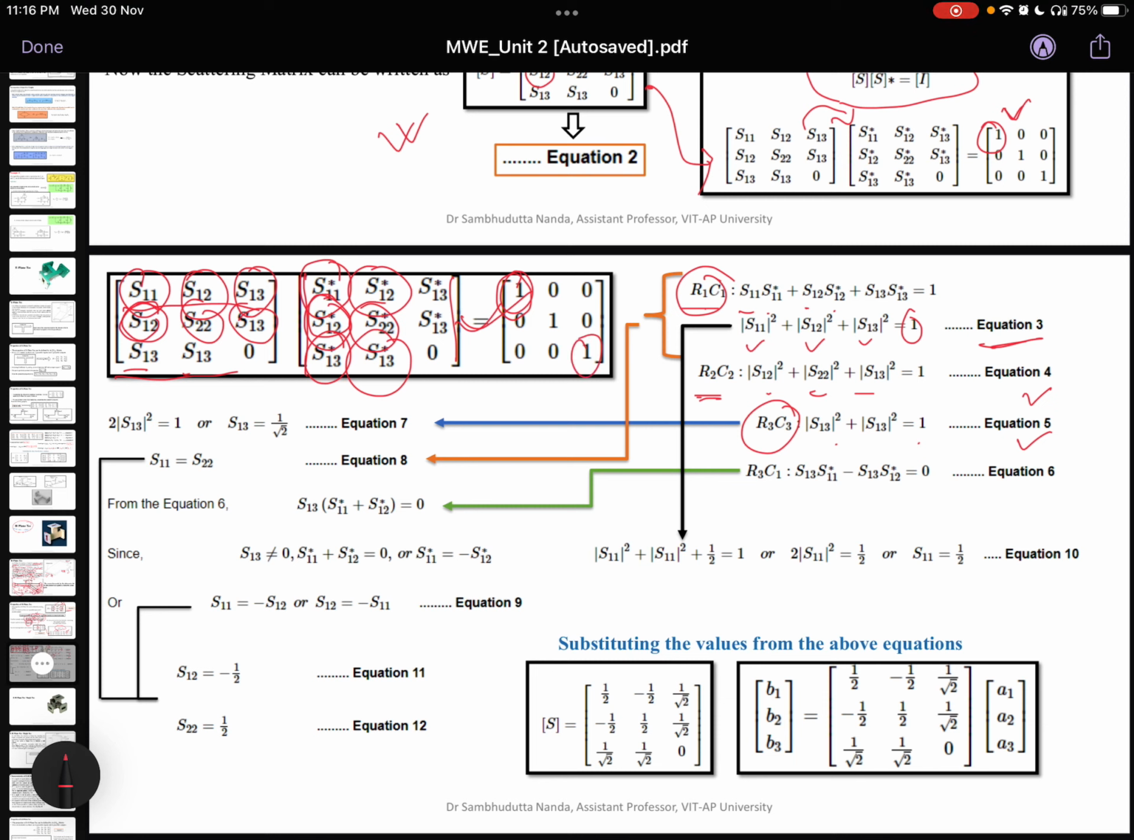Now again what you can do, if I write row 3 into column 1, I will get S13 into S11 conjugate plus S13 into S12 conjugate.